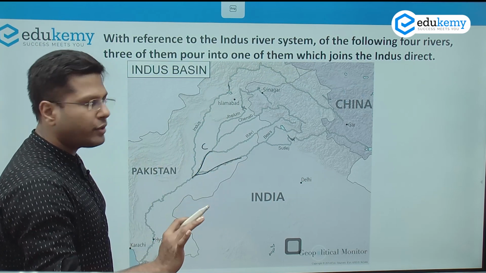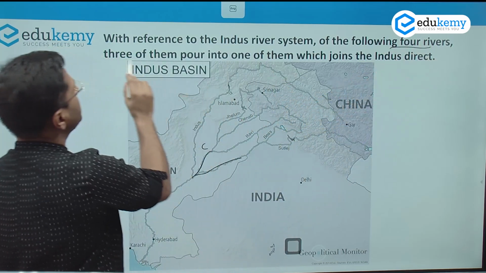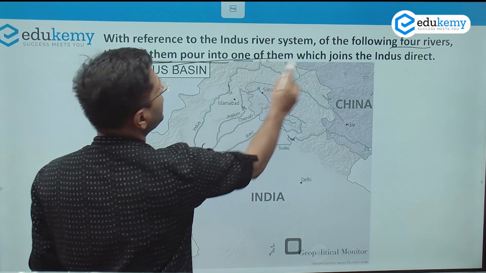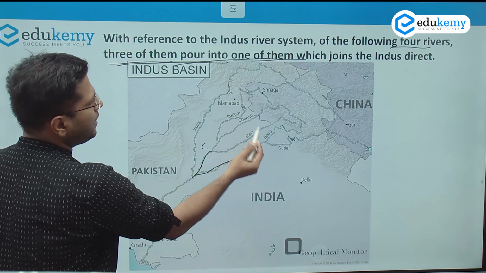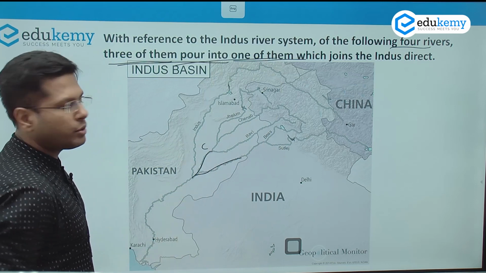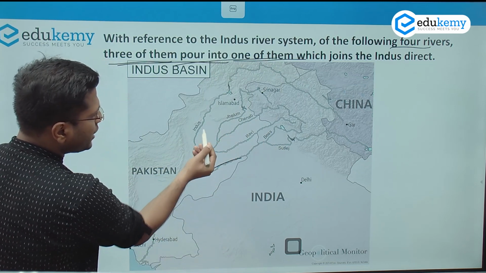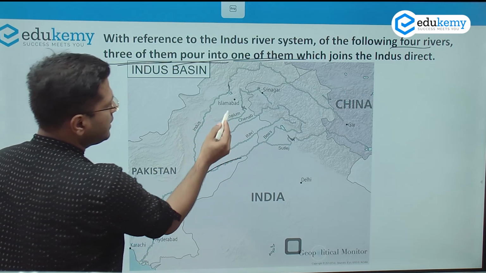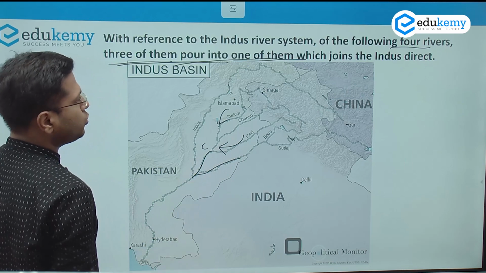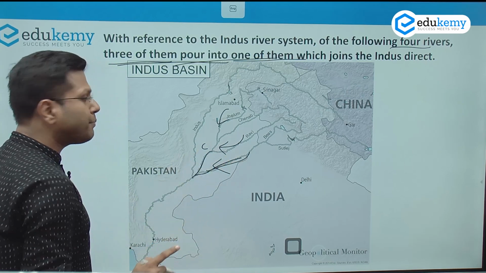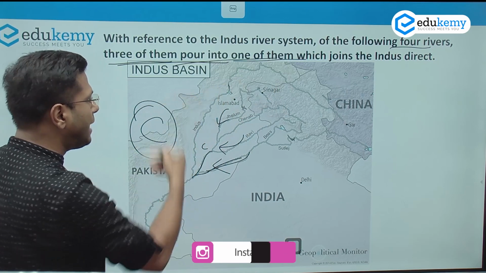We have clarity over this, but one hint is there. Of the following 4 rivers, 3 of them pour into one of them. So which 4 are we talking of? Jhelum, Chenab, Ravi and Sutlej, right? So which 3 pour into the other one? If we consider Chenab as the main river, Jhelum pours into Chenab, that's true. Ravi pours into Chenab, that's true. Sutlej also pours into Chenab, that is true. So this way, probably by reverse engineering, Chenab could be the answer.